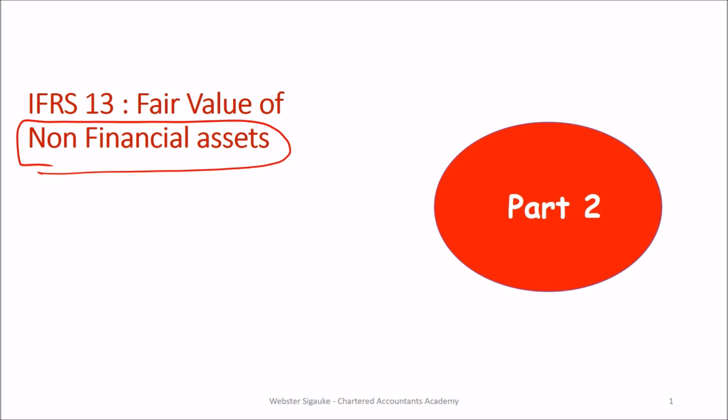So when we talk about non-monetary assets, we're talking about assets which are not money. So for example, this table, this laptop, this pen, this pointer, this building. Those are non-monetary assets. How do you obtain a fair value for a non-monetary asset?